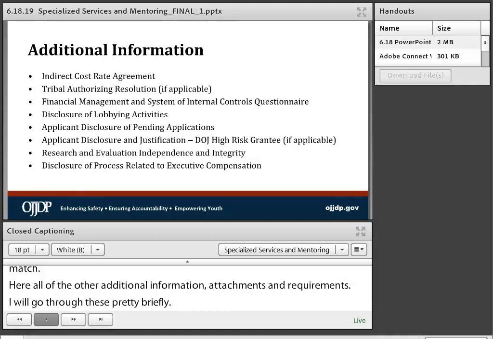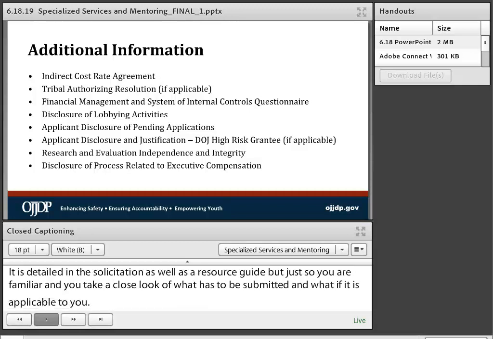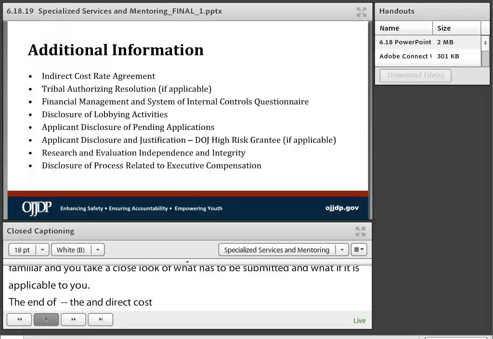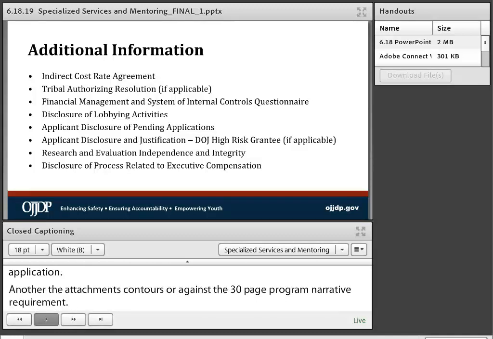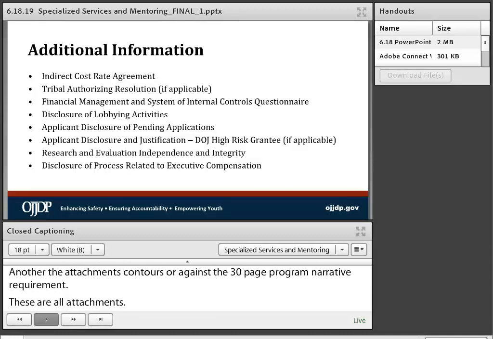So the indirect cost rate agreement, if you are applying for indirect costs, you will need a current, which means unexpired, federally approved indirect cost rate agreement, and attach that to the application. None of these attachments count towards or against the 30-page program narrative requirement. These are all attachments. And if you do not have a currently federally approved rate and you are seeking indirect costs, you must request one through your cognizant federal agency if you are seeking indirect costs in your budget.